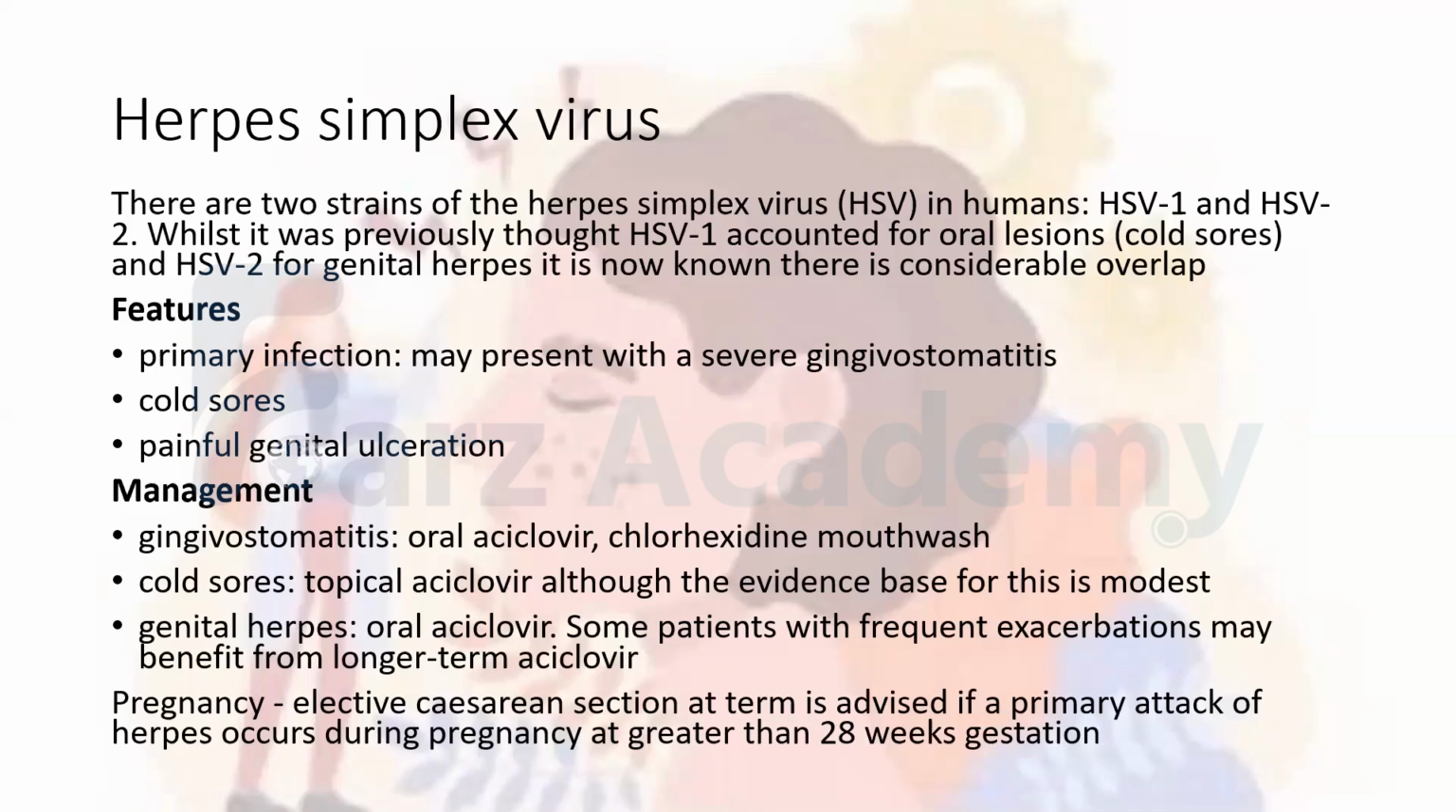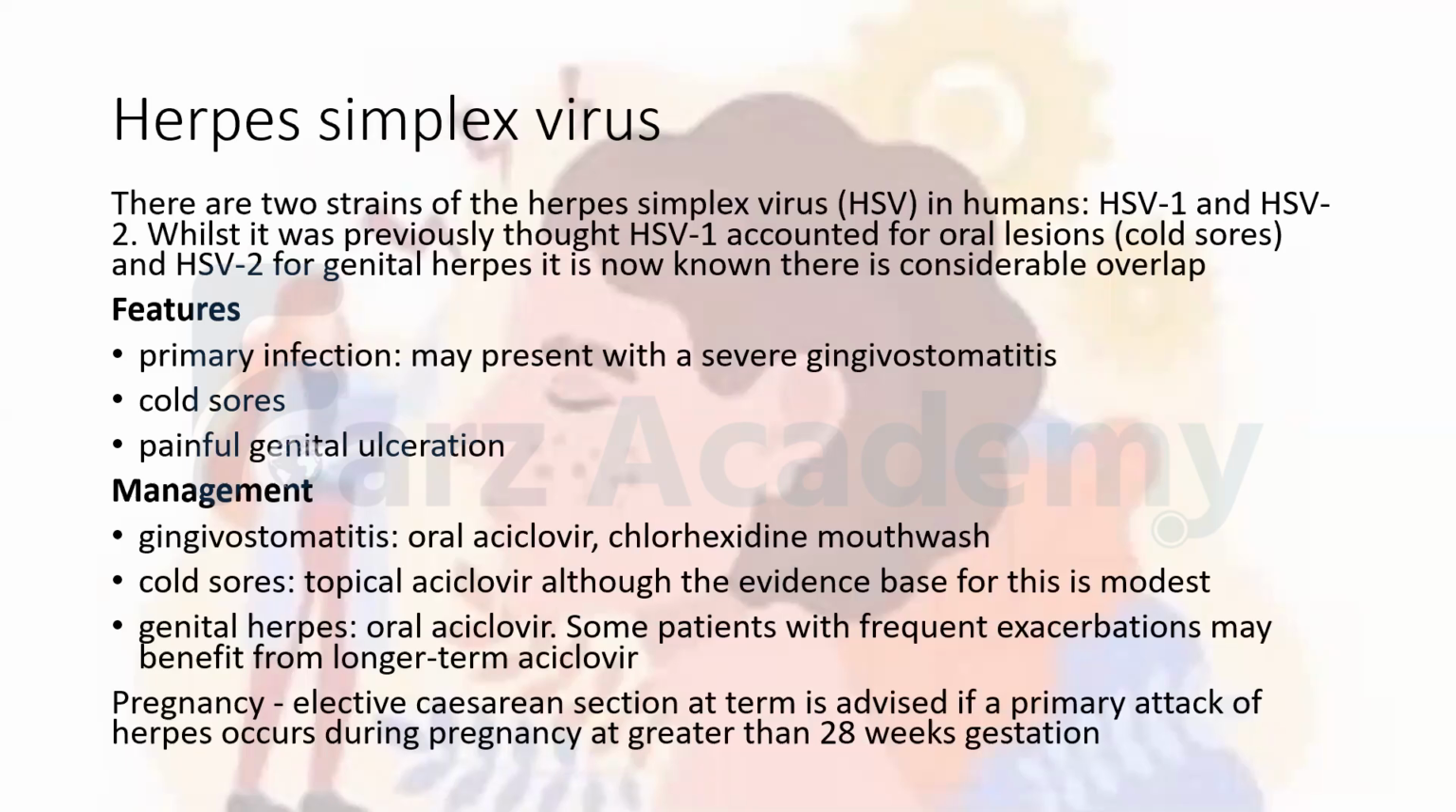All right. So, what are the main features? Primary infection, you will have to find out where it is. Severe gingival stomatitis, cold sores, that is oral lesion, and genital ulcerations are seen. How do you manage? Oral acyclovir is the first line. When it comes to gingival stomatitis, chlorhexidine mouthwash for oral hygiene. And if there are cold sores with mucosal involvement, topical acyclovir ointments can also be used. For genital herpes, also the treatment is oral acyclovir.